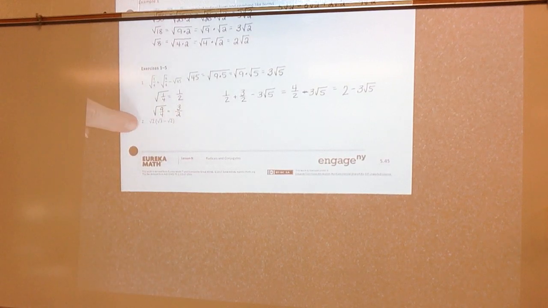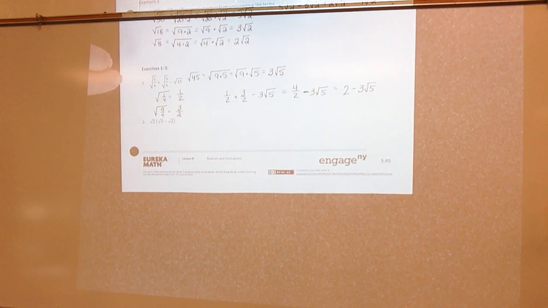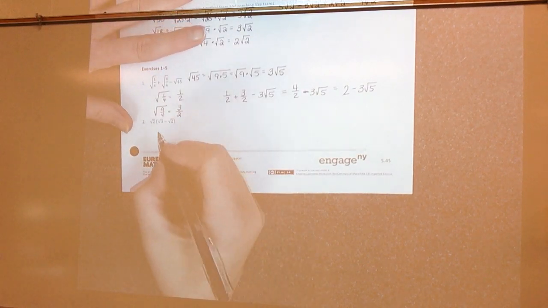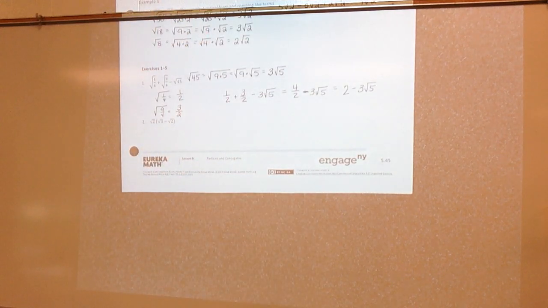All right, look at number 2. Number 2 says, let's do the square root of 2 times the square root of 3 minus the square root of 2. Guys, look at this. This does not require simplifying the square root of 2 or the square root of 3. They are the smallest that you can get. You cannot break those down anymore because they're both prime numbers. We can't do anything except perform the operation.